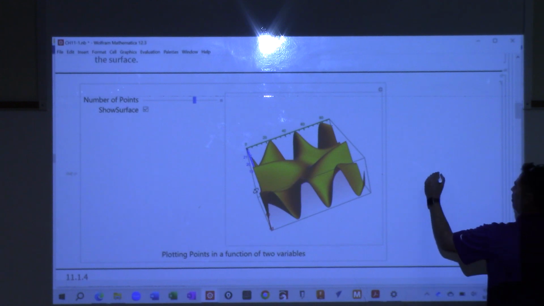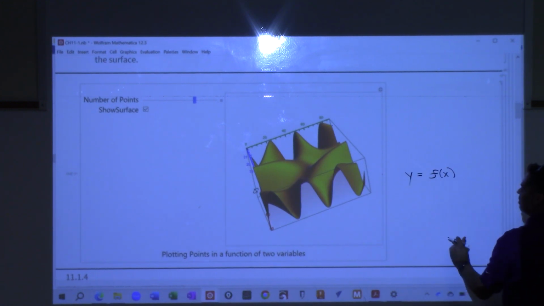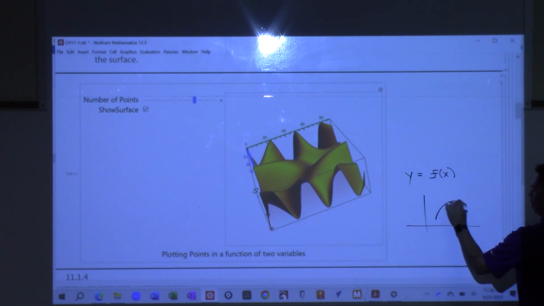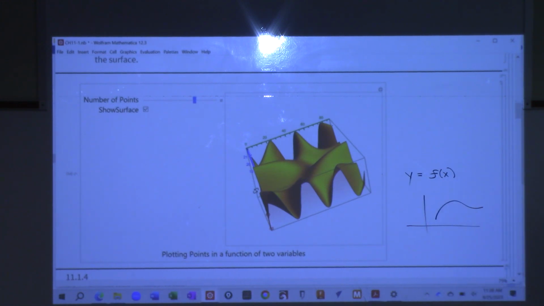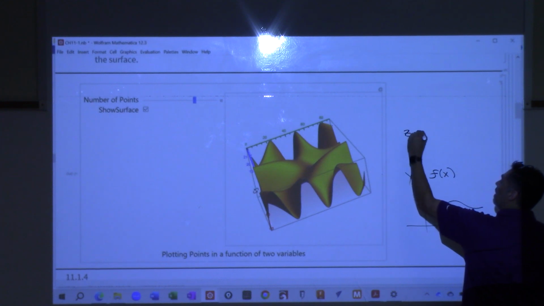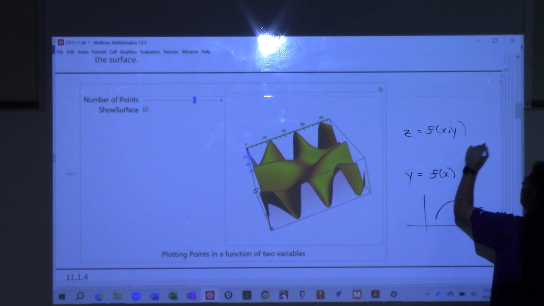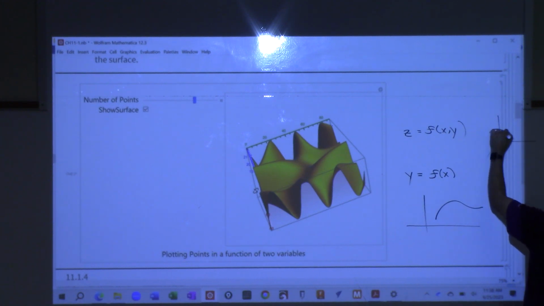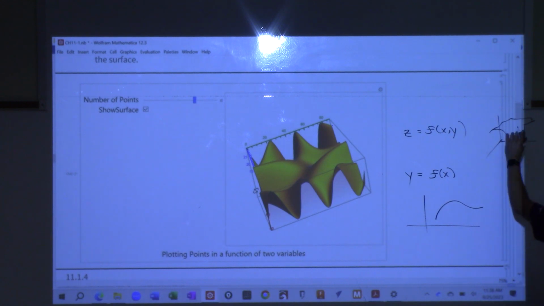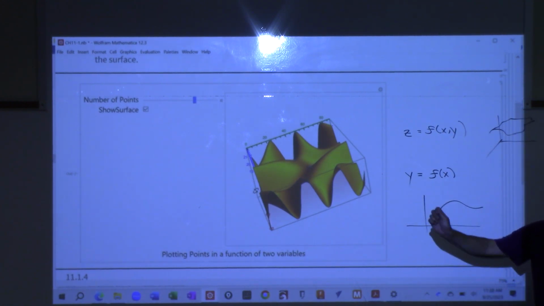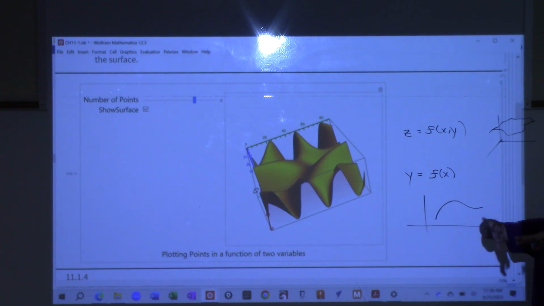In Cal 1, y is some function of x. We have that on a flat sheet of paper. Now what we're doing is we're saying z is a function of two variables, and what does that look like? Well, that's three-dimensional, and it's some surface, right? That's a terrible surface, but you get the idea. I think of it like a blanket, like if you wave a blanket and just freeze it in time, that blanket is your surface.